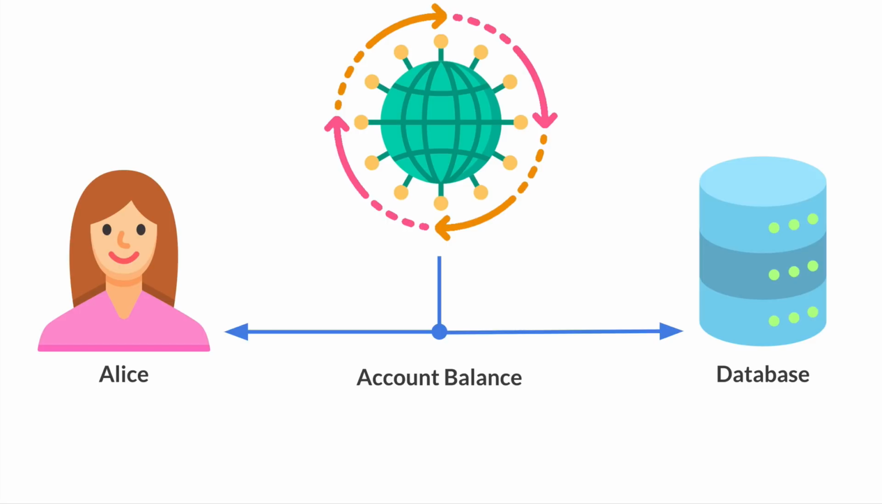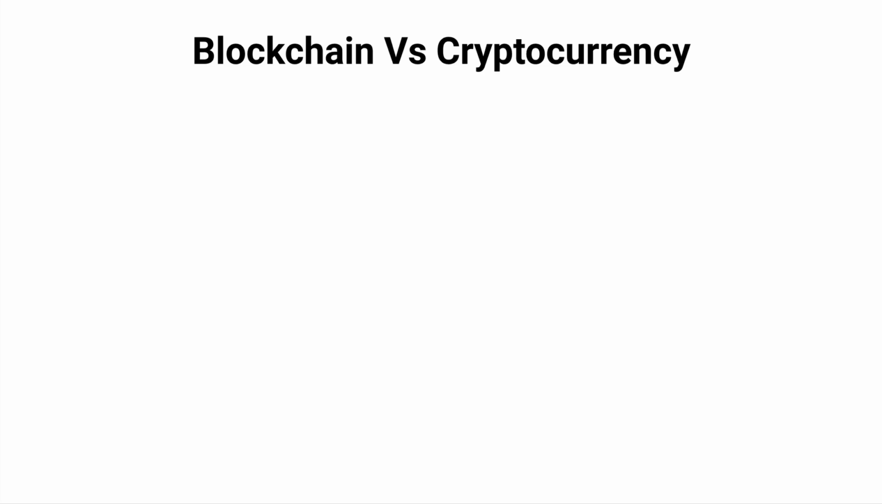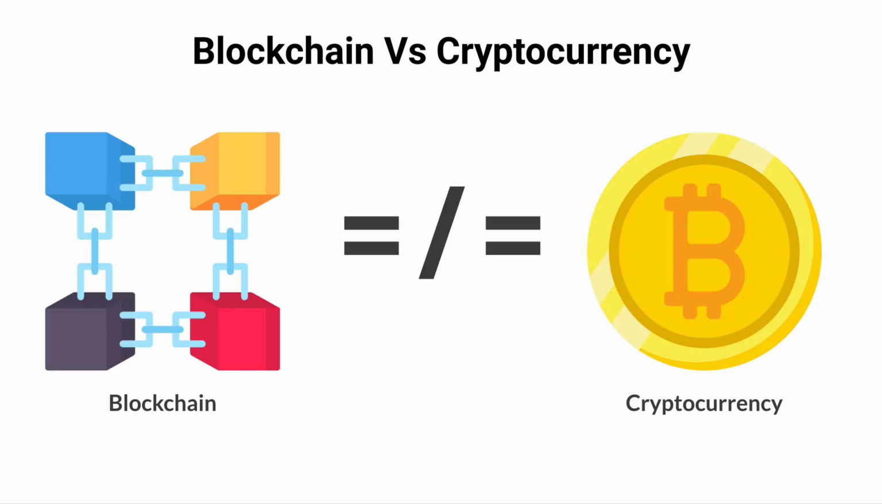And really quickly, it's important to note that blockchain and cryptocurrency are not the same thing. Bitcoin is a cryptocurrency, but blockchain is the underlying technology behind Bitcoin. Blockchains can be used for other purposes besides cryptocurrency, which I'll demonstrate throughout this tutorial.